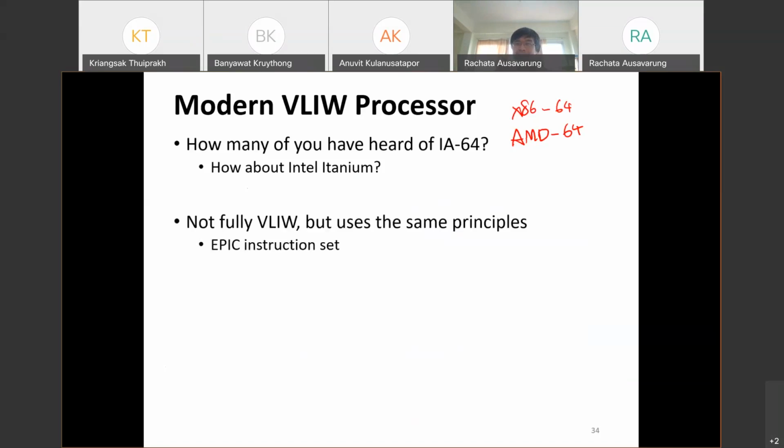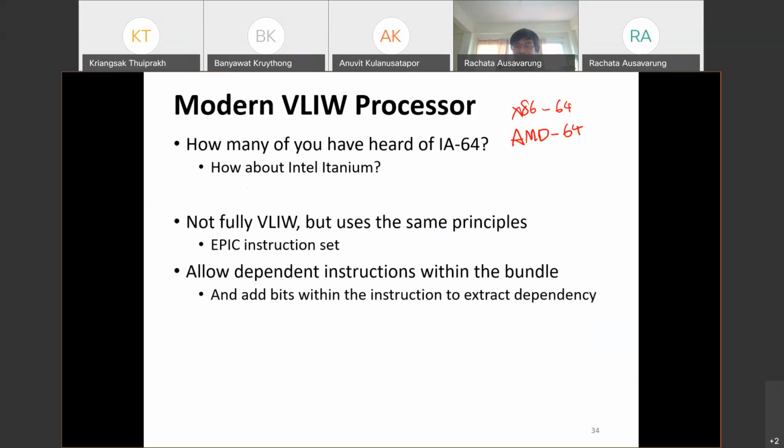This is not fully VLIW, but it uses the same principle. They have the instruction set called EPIC. It was a big thing, and technically, it could have been really good. It allows dependent instructions to be merged into a bundle, and you can extract dependency. And this failed because of this one problem that I want you to realize.